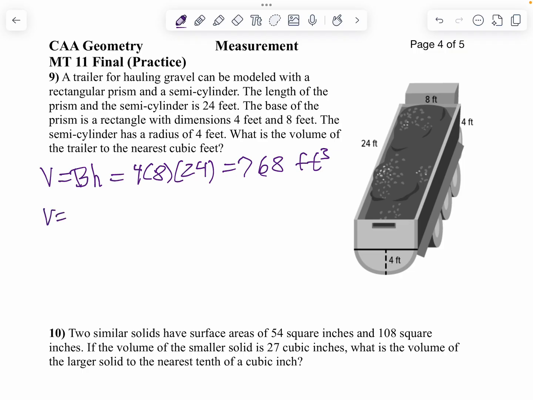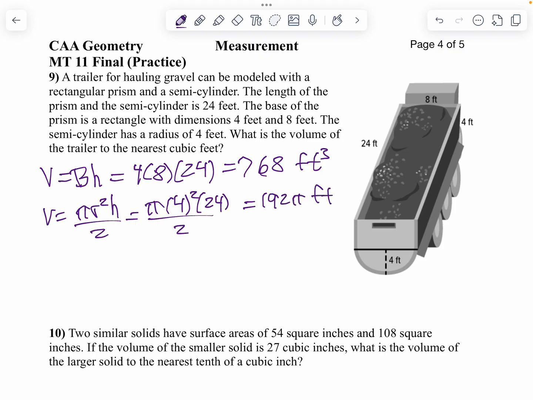Well, my cylinder is pi r squared times h, and since it's half of one, we're going to divide it by 2. So I'll take pi. My radius is 4, and my height is 24 again. And we'll divide that by 2. So we're going to take 16 times 24, divide that by 2. We get 192 pi.